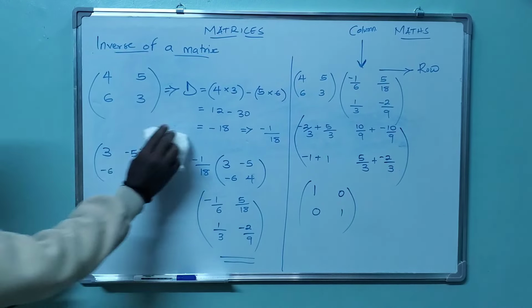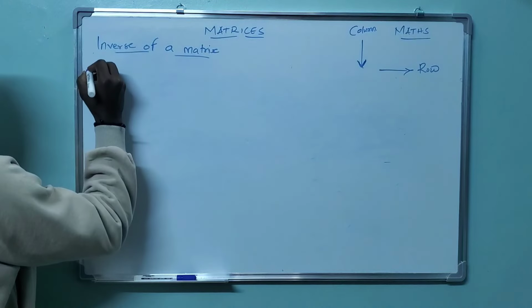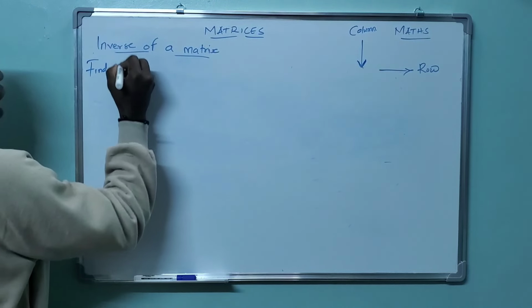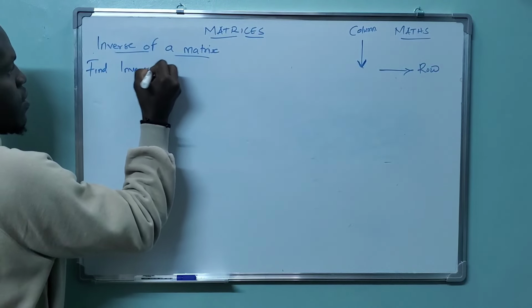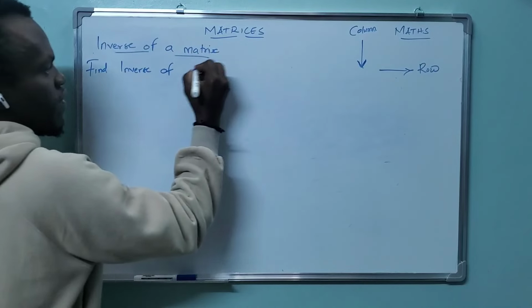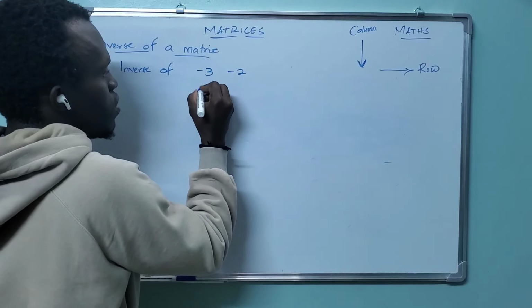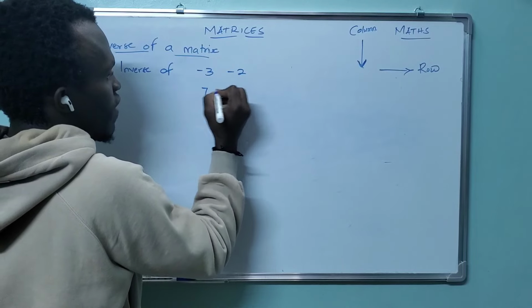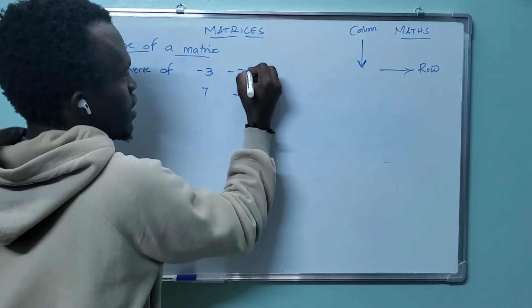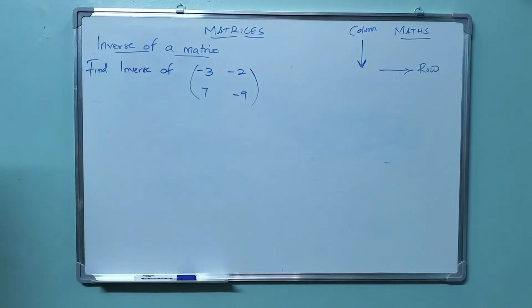Let us try another example. Let's say, for instance, you're being told, find the inverse of, let's say, for instance, you have negative 3, negative 2, 7, negative 9. That one. Now, what is going to be the inverse there?